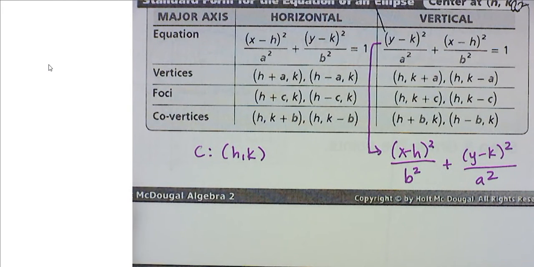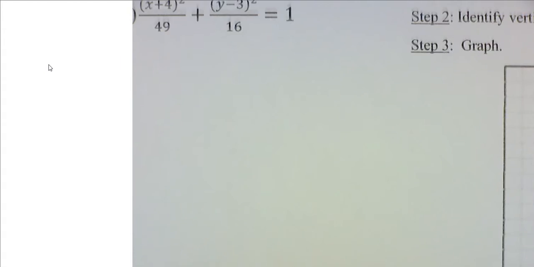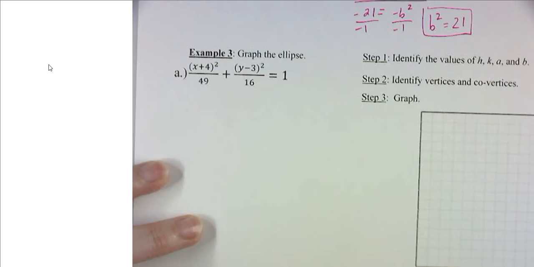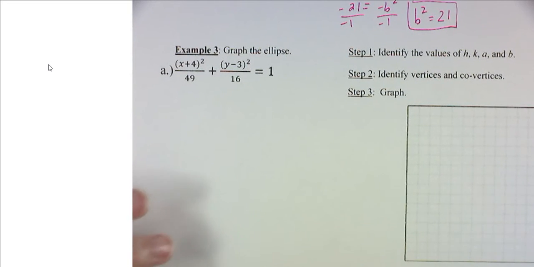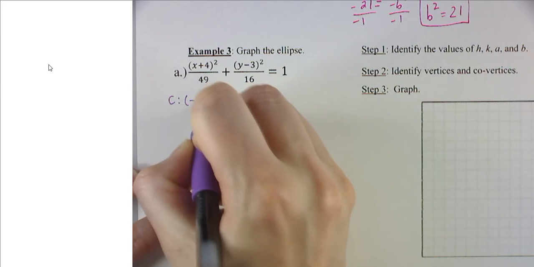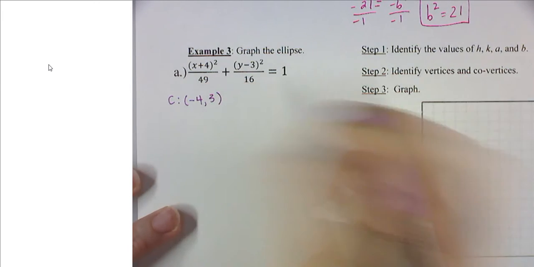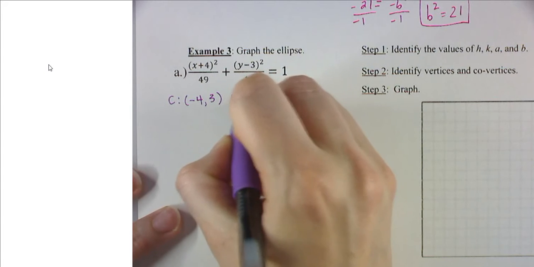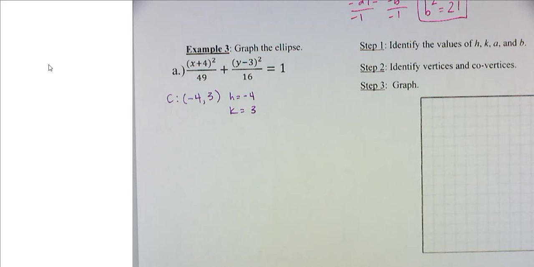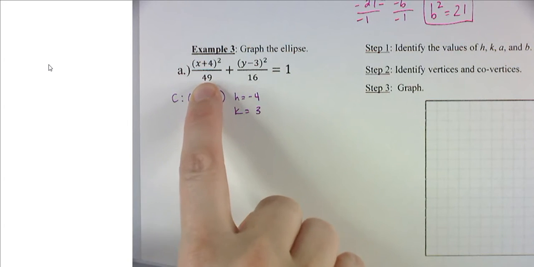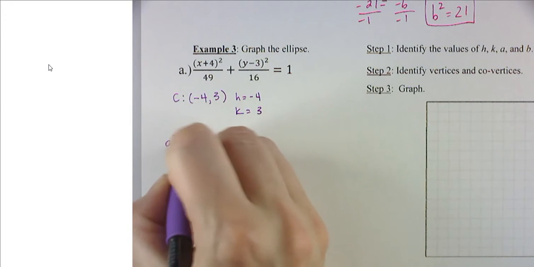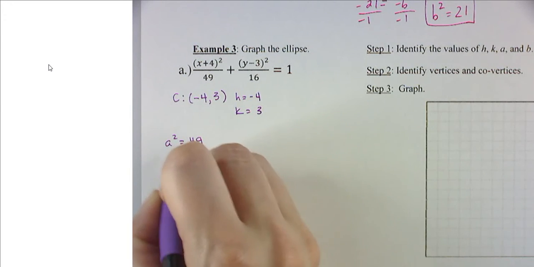So when you are graphing an ellipse, the first thing you want to do is identify the values of H, K and A and B. So H, K is just going to be the center. So our center here is -4, 3. So that means our H is -4. Our K value is going to be 3. And then 49 is bigger. So we know that's going to be the A squared. So A squared is 49, which means if we were to solve, A is going to be 7.